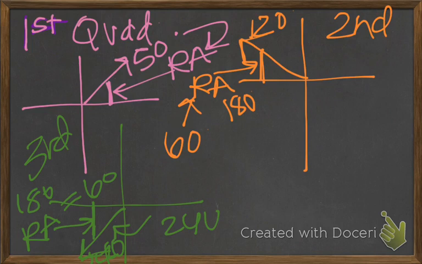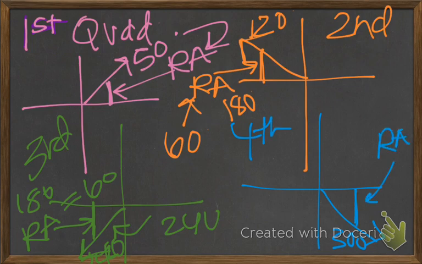Okay, and then if it's in the fourth quadrant, so it's here, let's say that this is 300, this is in the fourth. Well, this right here would be our reference angle. And to get from there to there, it would be 60 degrees. Okay?